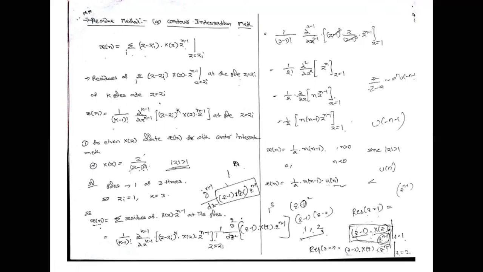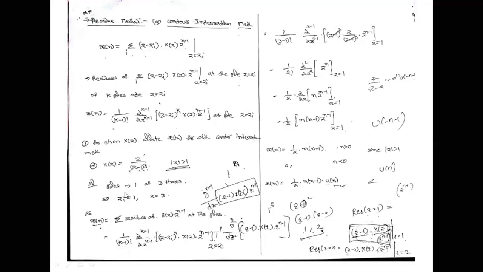We know that z by (z minus 1) corresponds to a power n u of n, and z by (z minus 1) whole square corresponds to n into a power n u of n, and z by (z minus 1) whole cube corresponds to n into (n minus 1) a power n u of n. But by using this contour integration method, you have to evaluate X of z, that is, calculate the inverse z transformation.